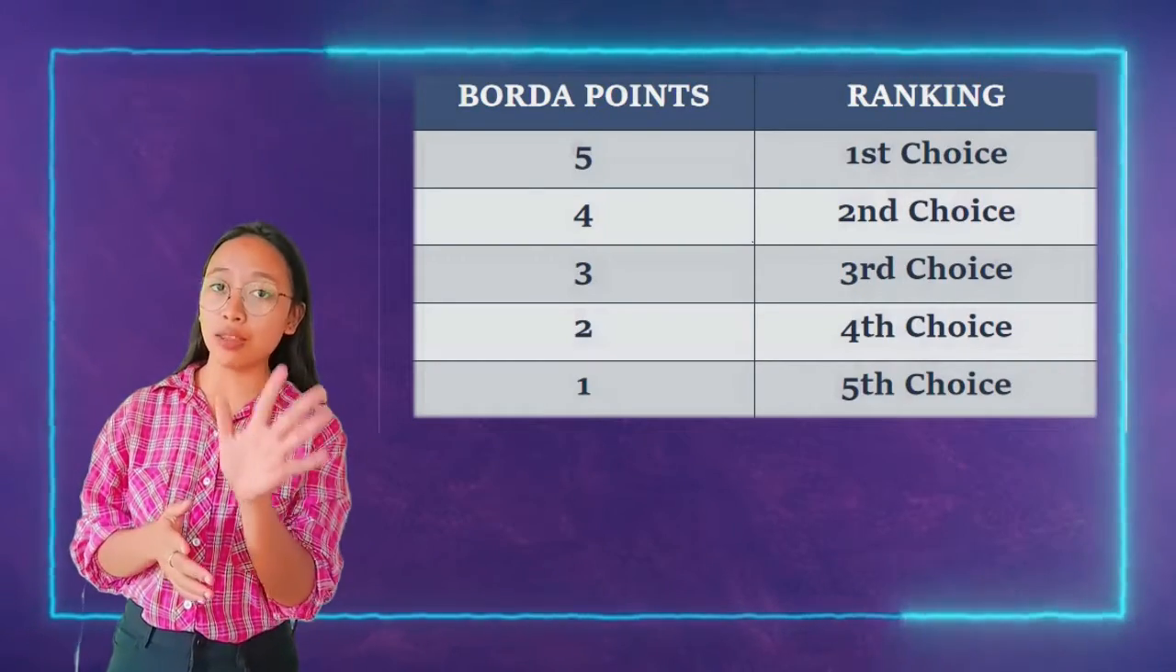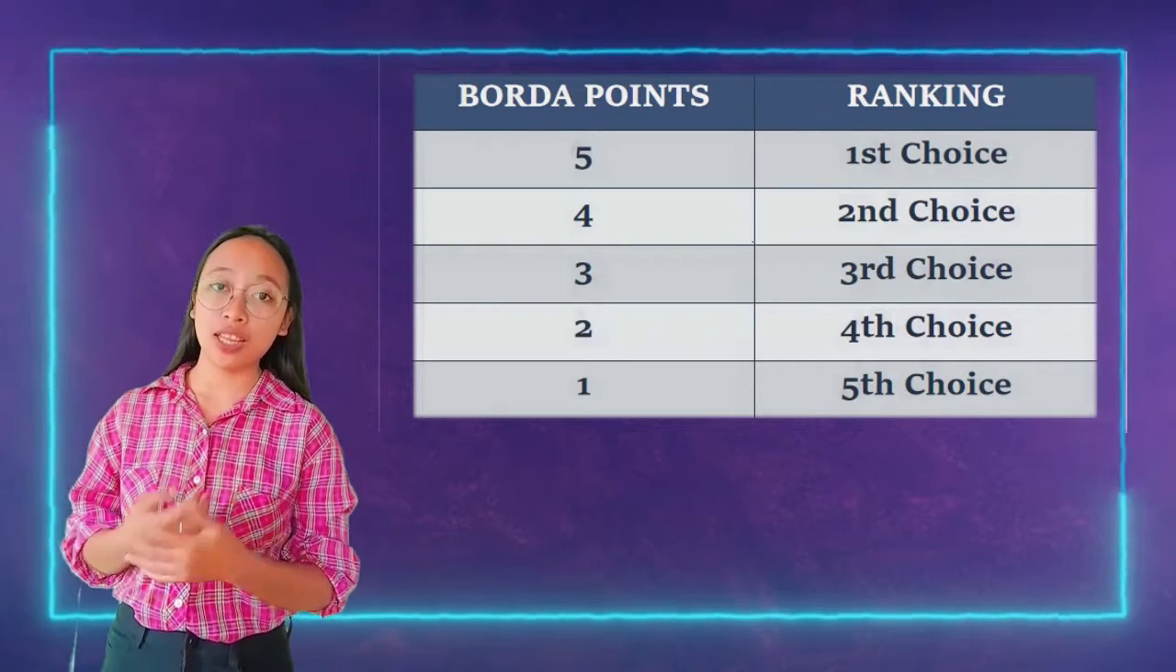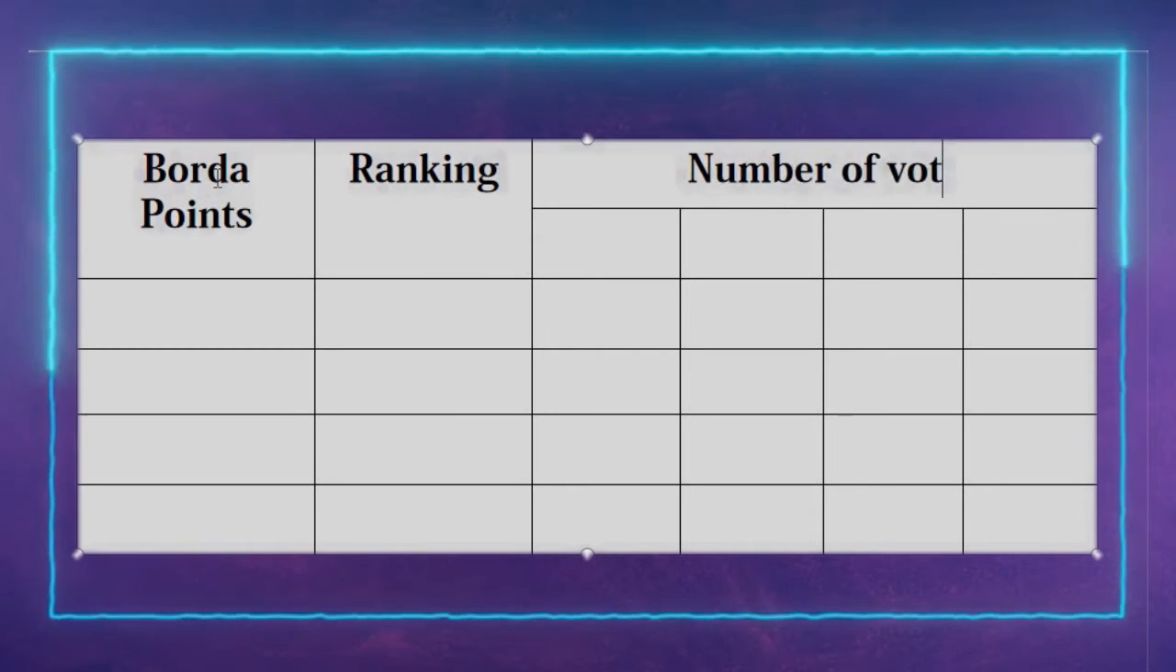Okay, so if there are 5 candidates, then your first preference would have 5 points, the second one would have 4 points, and so on. Okay, it always differs according to the number of candidates. To further elaborate my discussion earlier, take a look at this example.